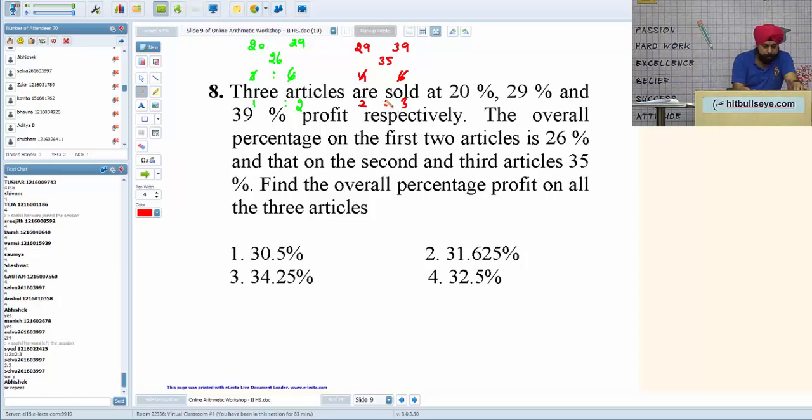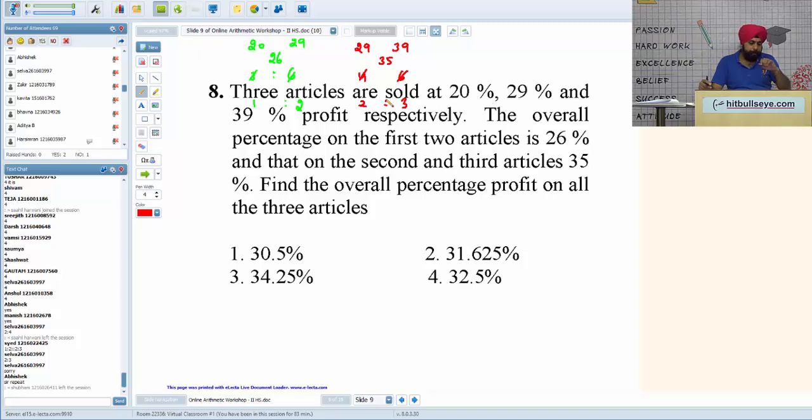Now after that, students, Abhishek, we just apply the allegation. First two you have sold individually at the rate of 20 and 29, and combined you made a profit of 26. So in allegation, we apply the combined profit written in between, then you take up their differences, which gives you the ratio of their cost prices. So first and second have a CP 1:2 ratio, second and third have a CP 2:3 ratio.